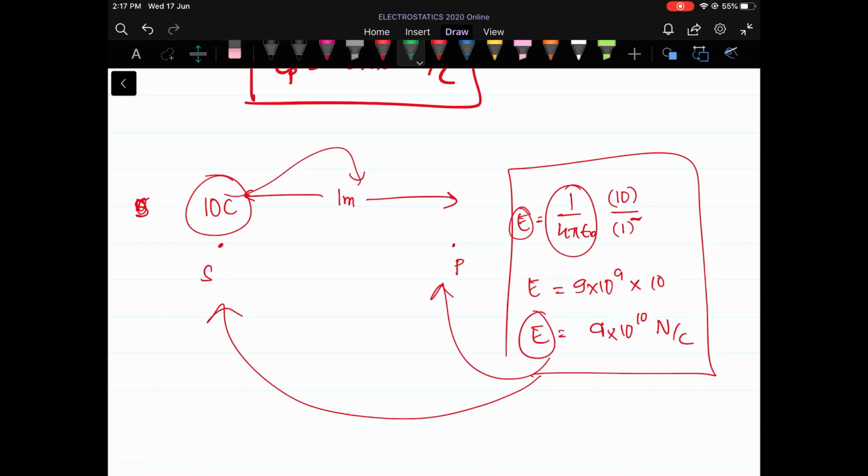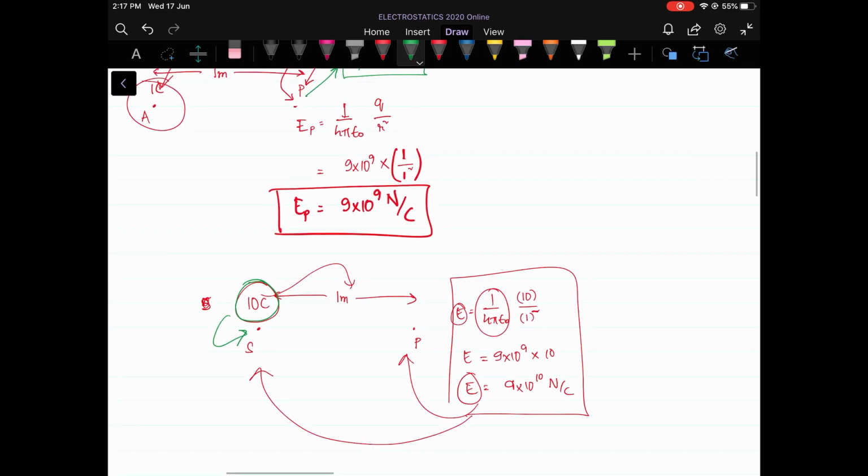Clearly you can see that electric field is not the property of two charges, but it is the property of a single source charge. And that's why in the formula also you only have the source charge, you don't have the second charge. But if I talk about force, I must talk about both the charges.